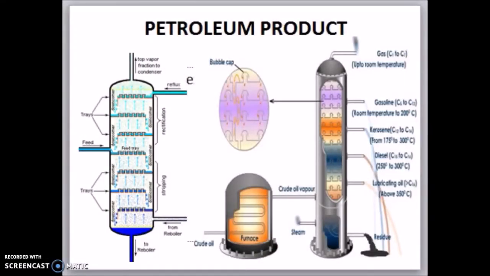For the petroleum product, distillation is the principal method for separating crude oil into useful products. So this is usually called a refinery tower. You can find this in Kerteh and Negeri Sembilan.